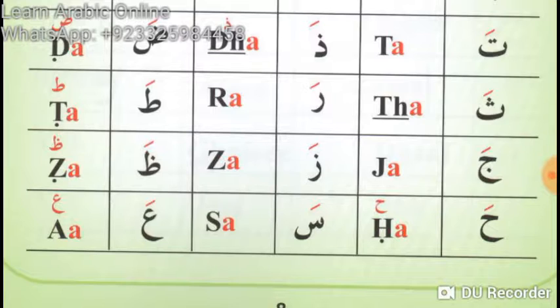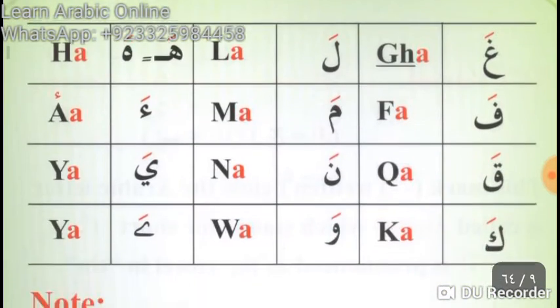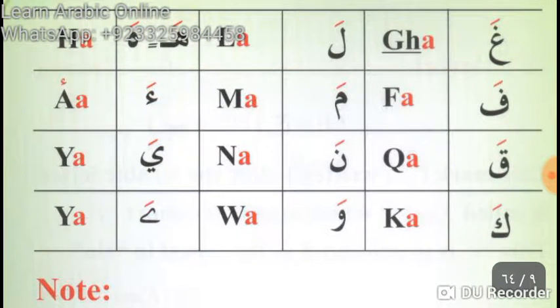Read all the last four alphabets again. Da, ta, za, a. Correct. Now proceed to the next page. Here we have Ghain fatha gha, Fa fatha fa, Kaf fatha ka.